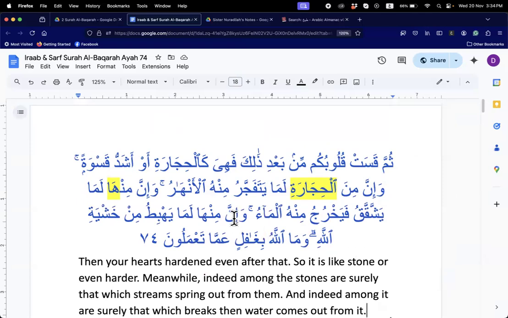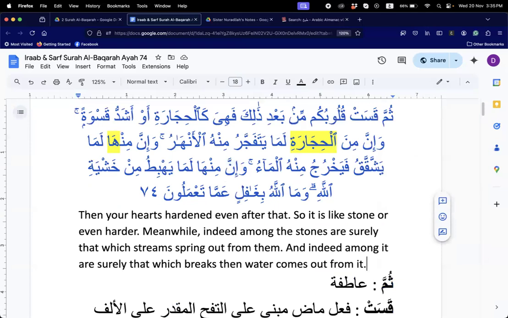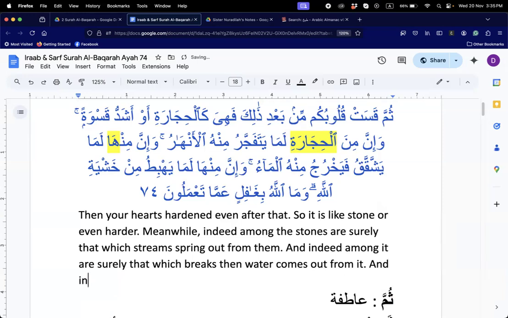Sister Pervin, can you translate from here? Wa inna minha. So while others are, you can see that while others are. Okay. So this is atifa, right? So some is like this, some is like this. I get what you mean. You can say that in English, but there'll be too many whiles. So it is: and indeed others are fell down or humbled.